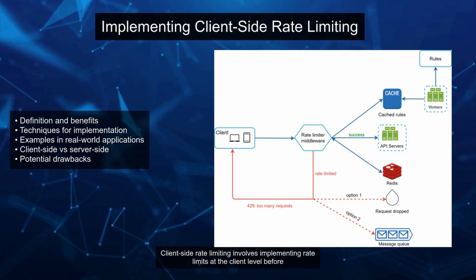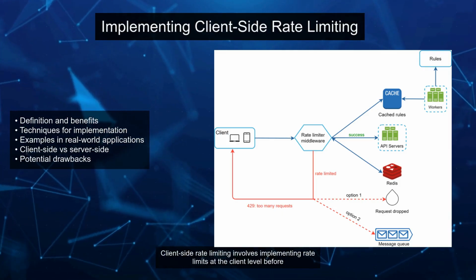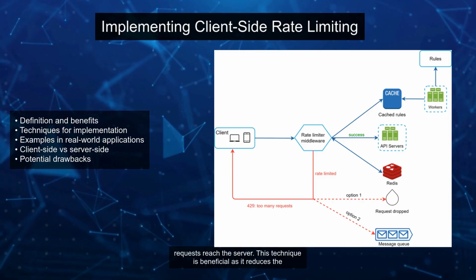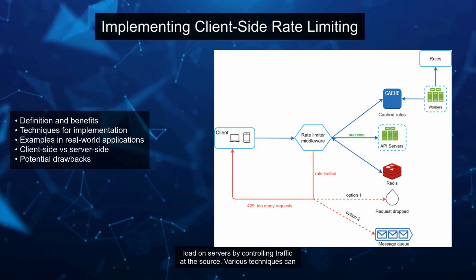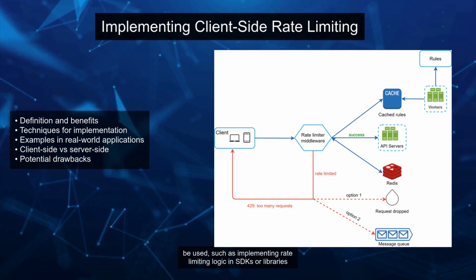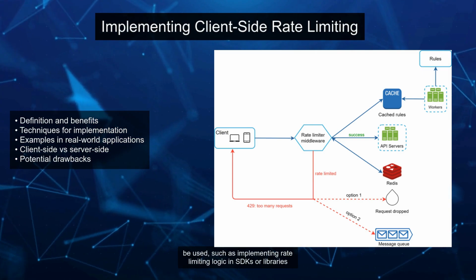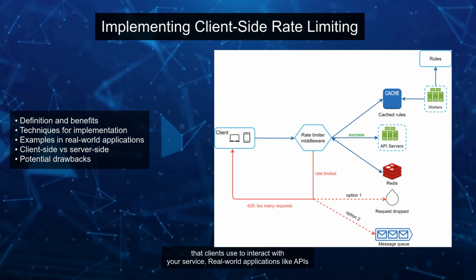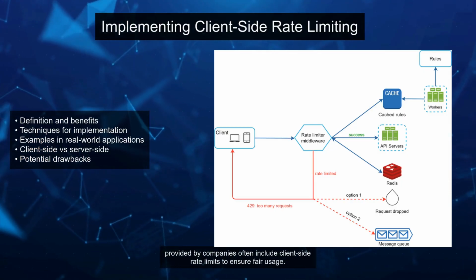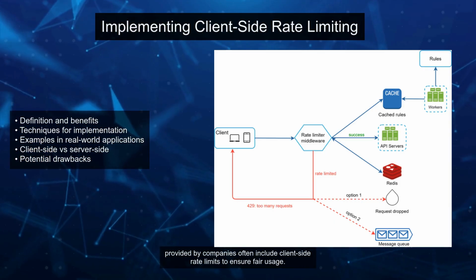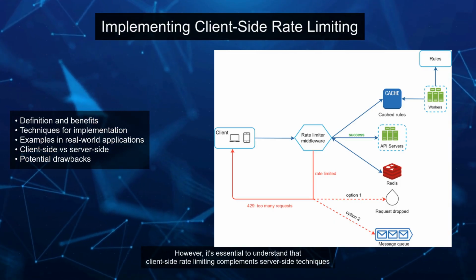Client-side rate limiting involves implementing rate limits at the client level before requests reach the server. This technique is beneficial as it reduces the load on servers by controlling traffic at the source. Various techniques can be used, such as implementing rate limiting logic in SDKs or libraries that clients use to interact with your service. Real-world applications like APIs provided by companies often include client-side rate limits to ensure fair usage.